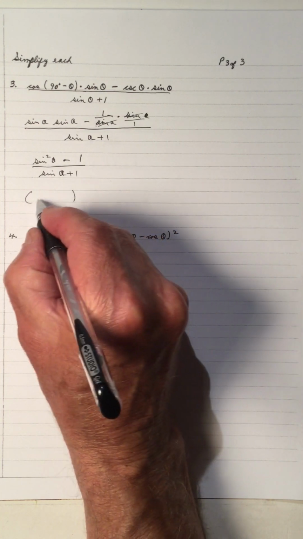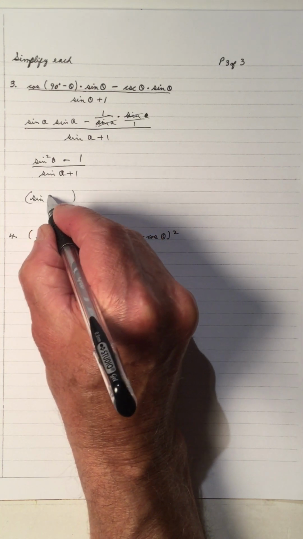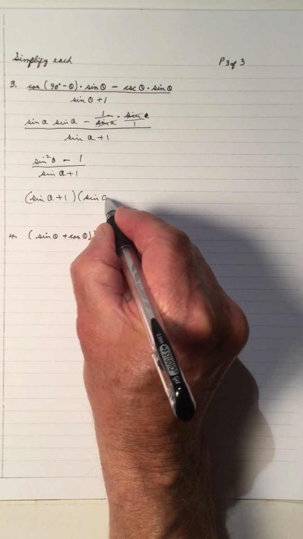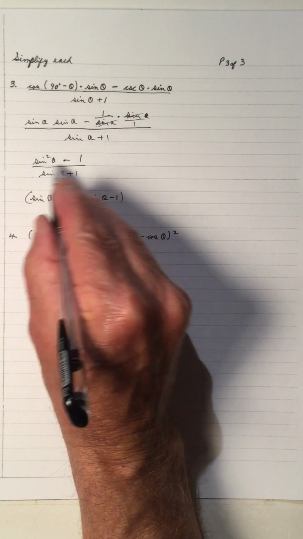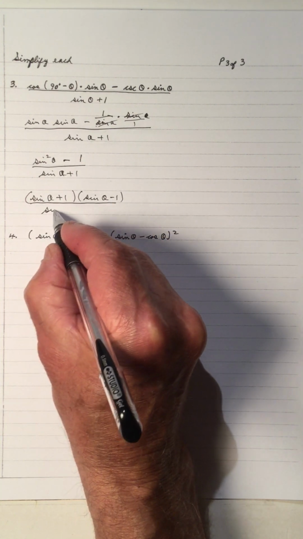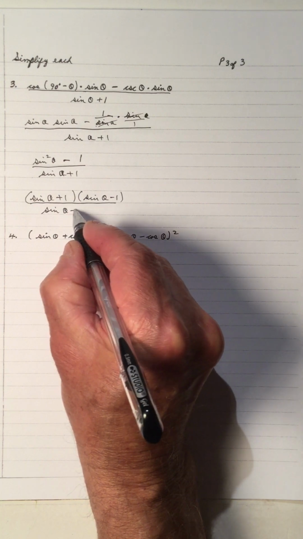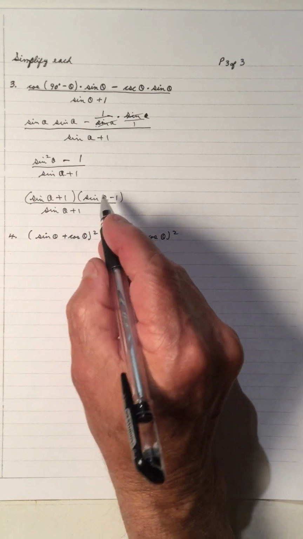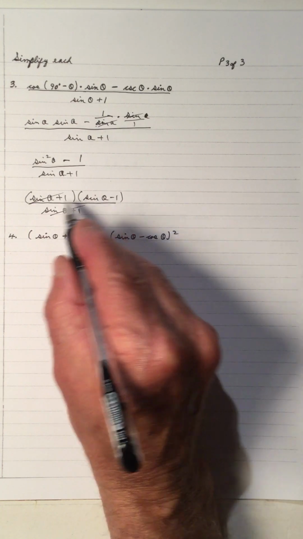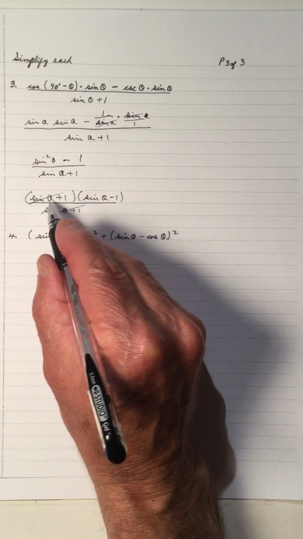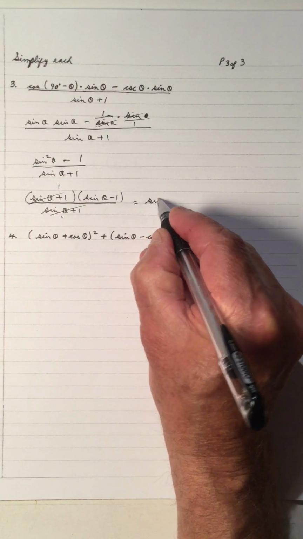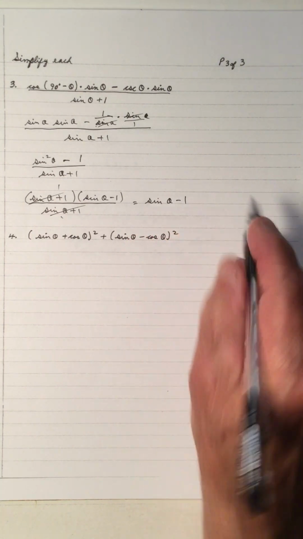So that's factorable. So that's sine theta plus 1 times sine theta minus 1, because they're the difference of two squares. And that's divided by sine theta plus 1. And they're the same, because this is multiplication and because this is factored, they cancel out. So the answer is sine theta minus 1.